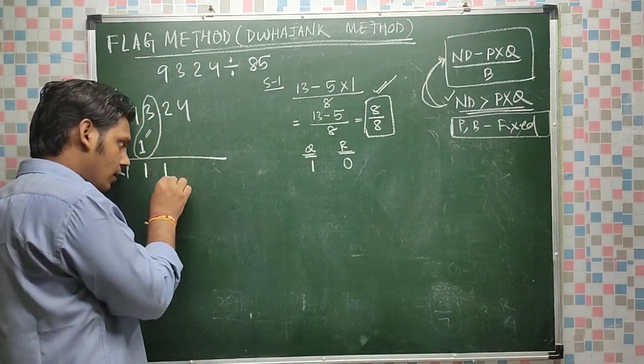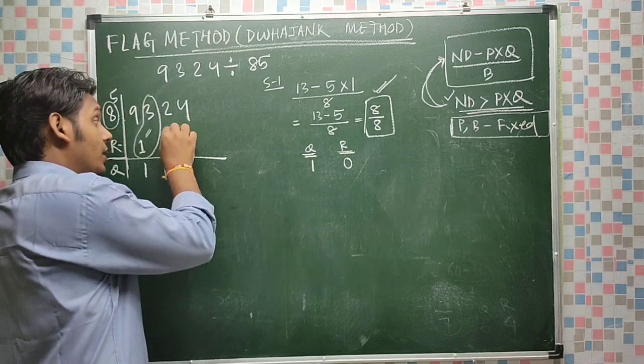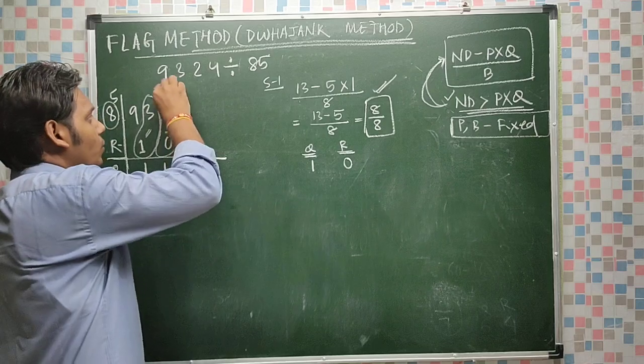So suppose I took 8. Then thereafter 0 will be the remainder. Now the new dividend will be how much? 2.